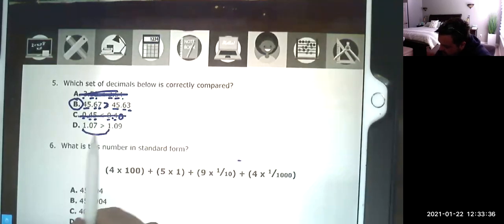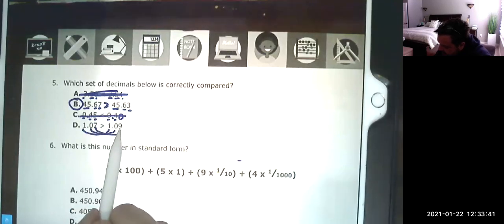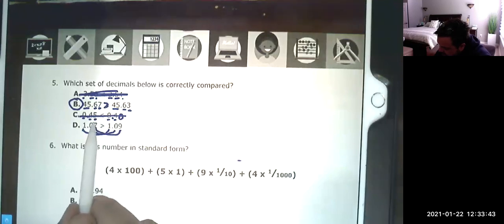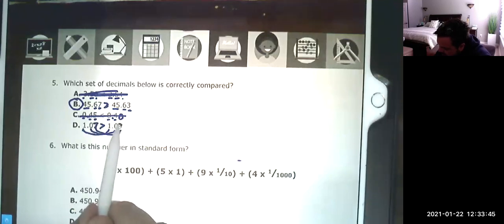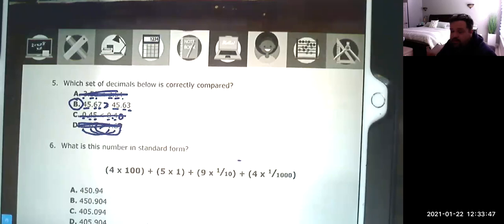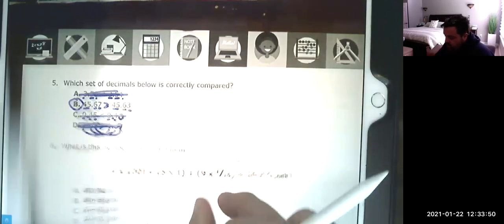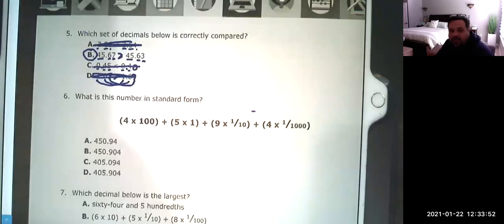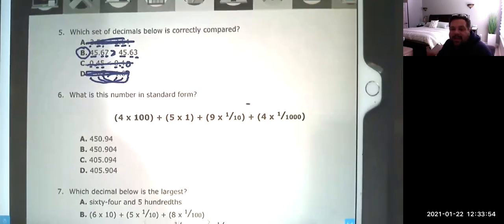Here we have the ones are the same. The tenths are the same. The hundredths are different. This is saying that 7 is bigger than 9, essentially, which is not true. So please go through and make sure you check out the rest of them. Number 6 says, what is the number in standard form? Remember, standard form is putting it together in a whole number and decimal form. So they broke it all out into a big, huge problem for us. So pause me for a second and figure this one out.